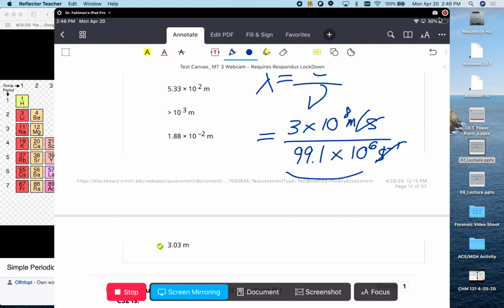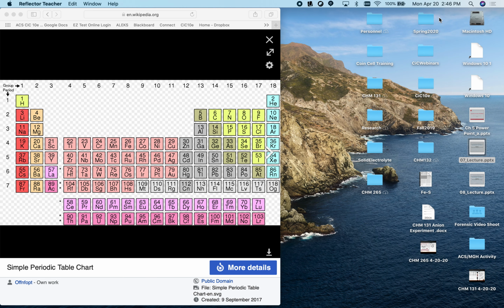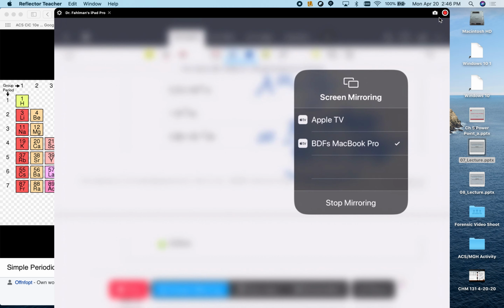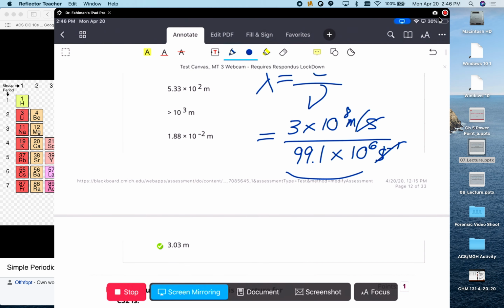If you plug that in the calculator, 3e8 divided by 99.1e6, and do that math, you end up with 3.03 meters.